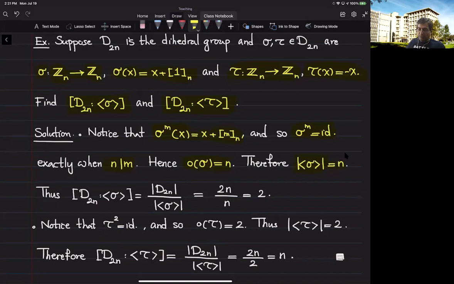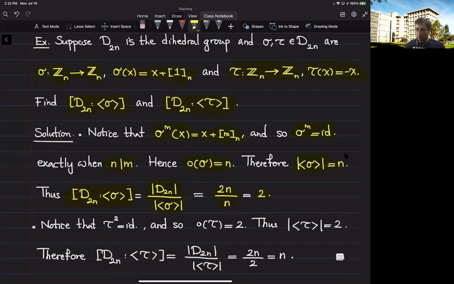And so the index of the cyclic group in the dihedral group, using Lagrange's theorem, is the cardinality of this guy divided by the cardinality of this guy. So it's the cardinality of the dihedral group divided by the cardinality of the cyclic group. The cardinality of a cyclic group is equal to the order of the generator. The order of sigma is n, so I get 2n over n, that is 2. So there are only 2 cosets of the cyclic group generated by sigma in the dihedral group.